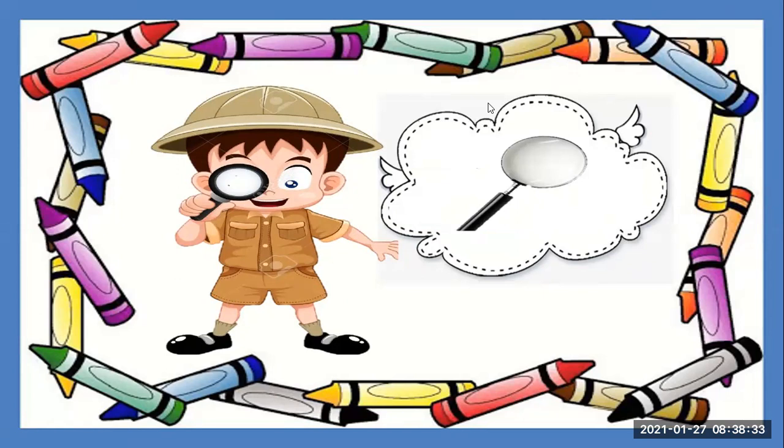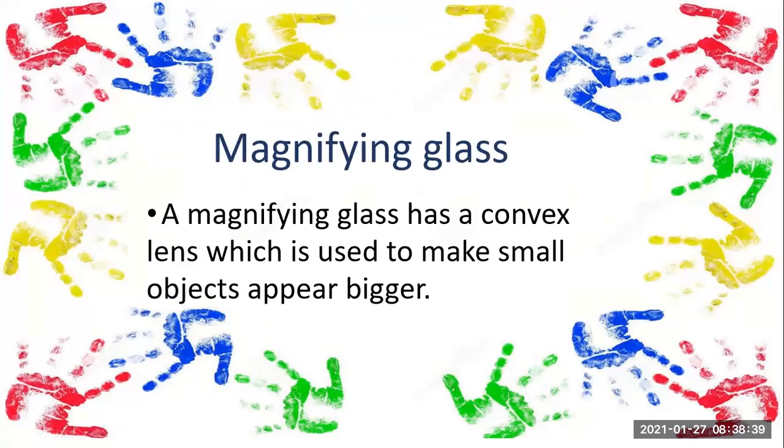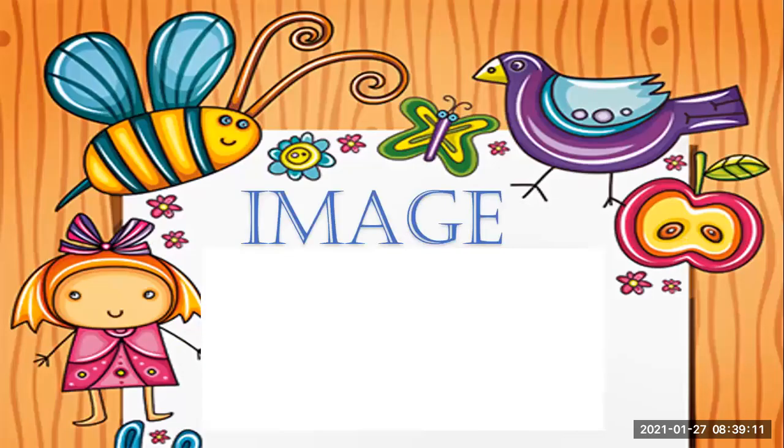what are we going to learn about? We are going to learn about magnifying glass. Do you know what a magnifying glass is? A magnifying glass has a convex lens, which is used to make smaller objects appear bigger. Why do we use convex lens? We use convex lens to make these things appear bigger, which are actually smaller. So we use a magnifying glass. In a magnifying glass, which lens is used? Convex lens is used in a magnifying glass. Afterwards, there is another topic of our chapter, which is image.